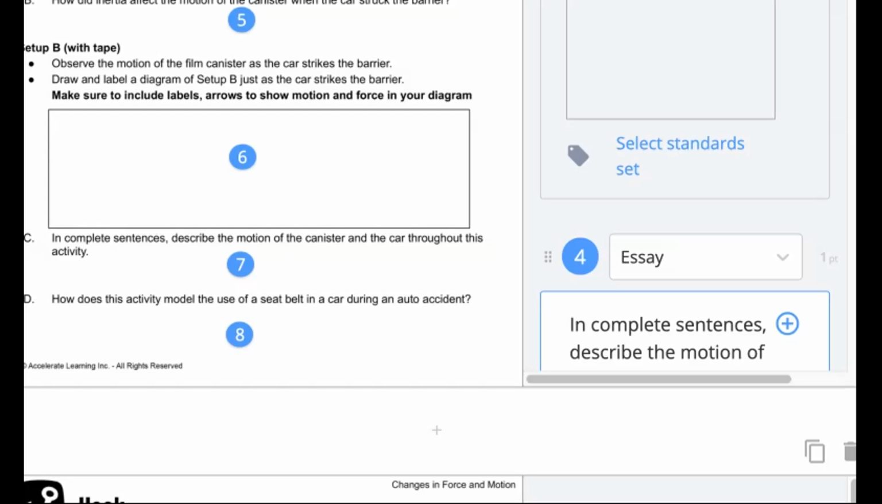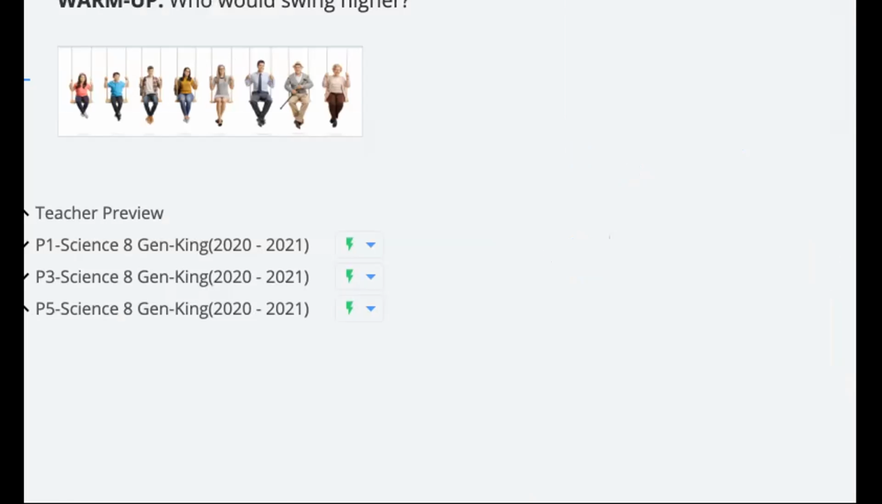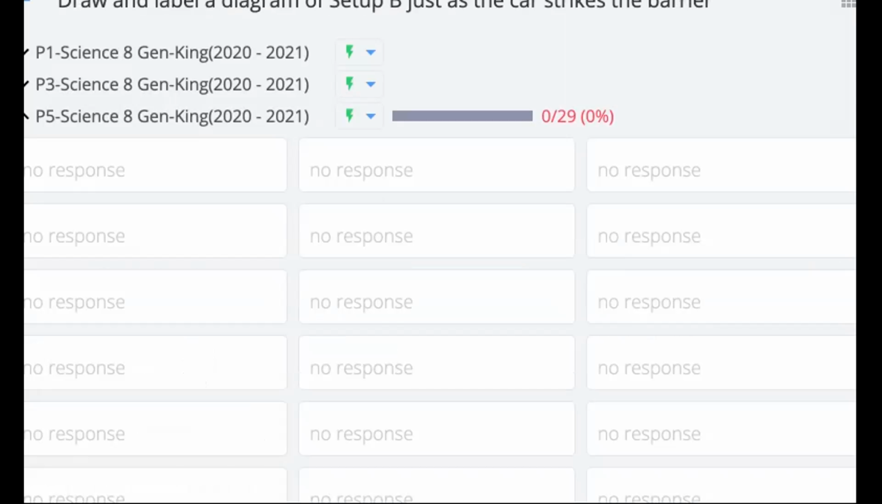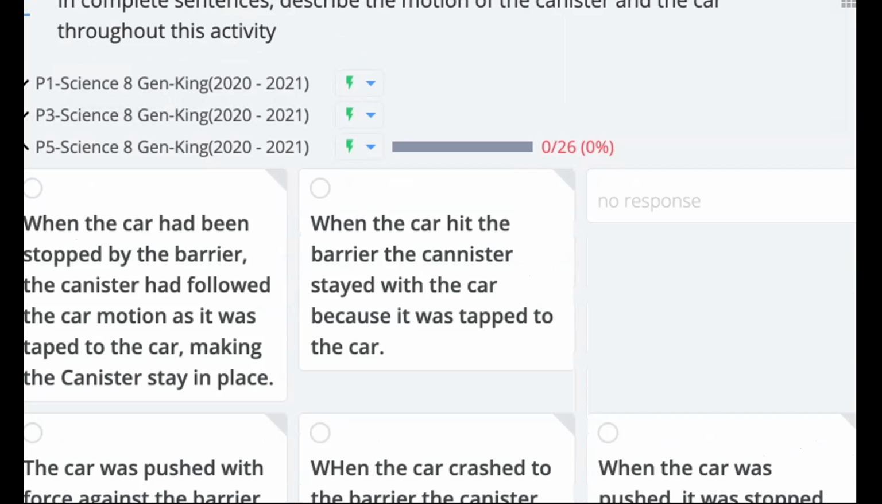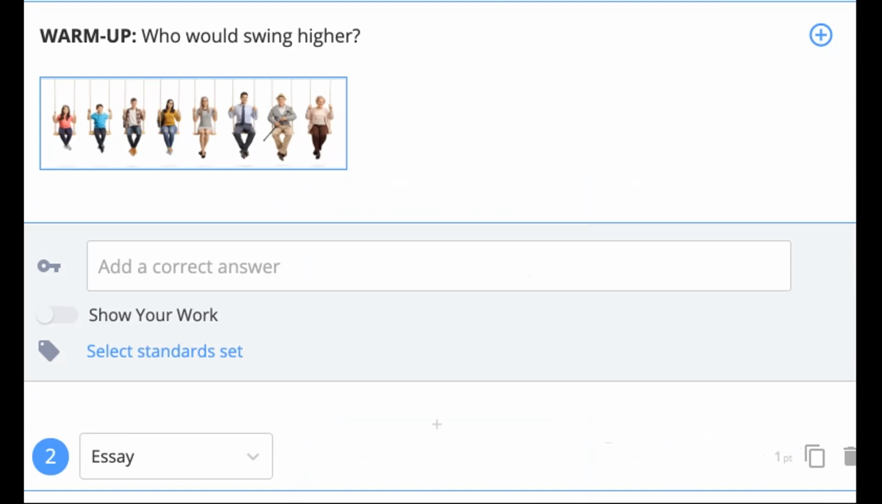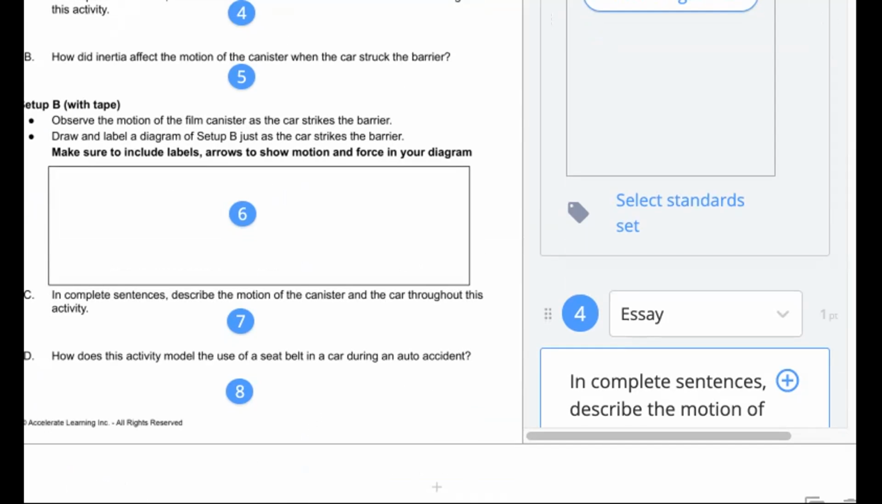Okay, thank you. And then Alexander, what would you say? I would say that when the car had hit the barrier, the canister didn't move because it was stopped by the tape. Okay, those are all beautiful answers. Number 7 actually. So this time the canister actually stayed on the car as the car hit the barrier. Good. Then number 8 is asking us, how does this replicate or model a seat belt?